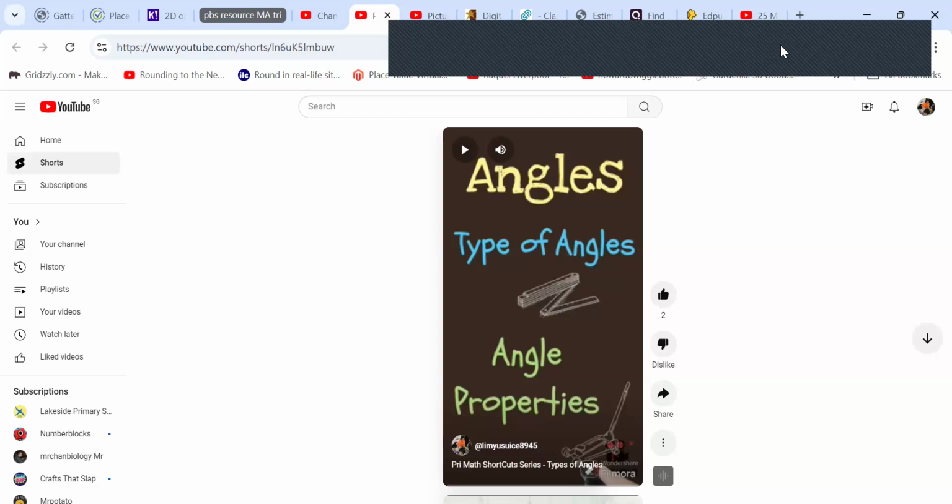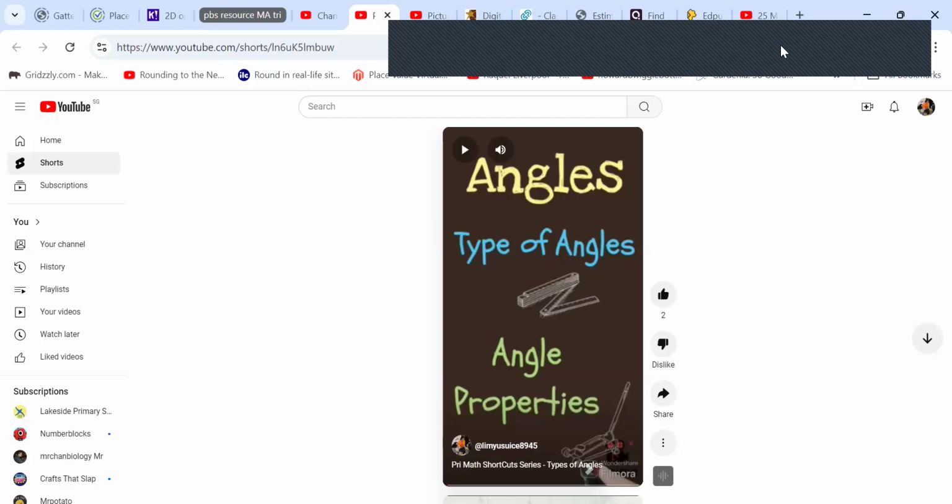Angles at a point equal 360. What else? Straight angles equal 180 degrees. You need to remember the three things: vertically opposite angles are equal, the sum of angles at a point, and the sum of angles on a straight line.